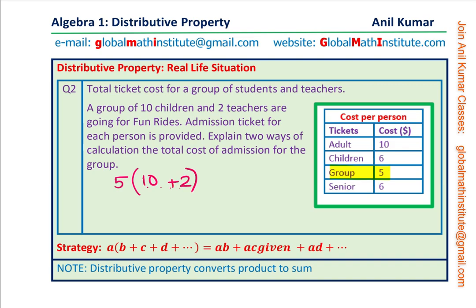So that becomes a sort of product, right? We are multiplying 5 with the sum of 10 and 2. So we see how we could do it. We have now 2 ways.